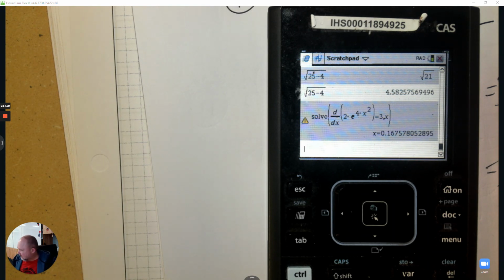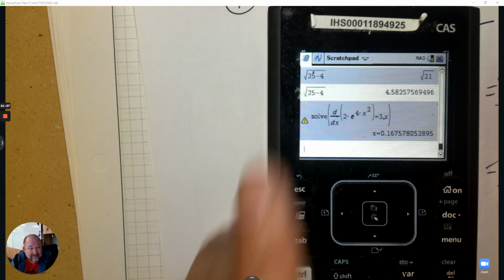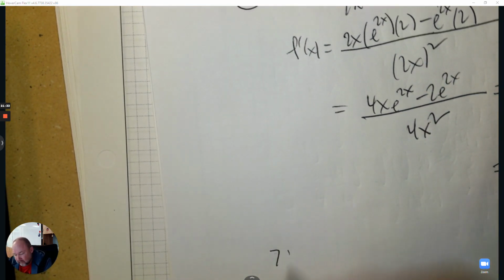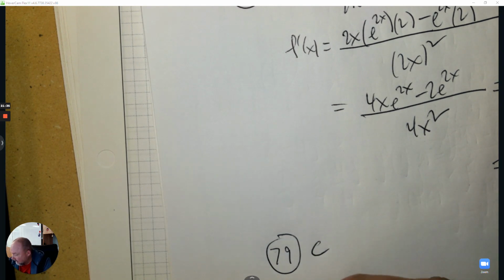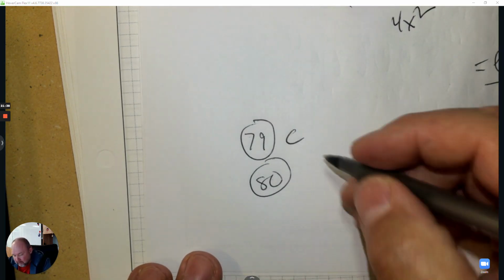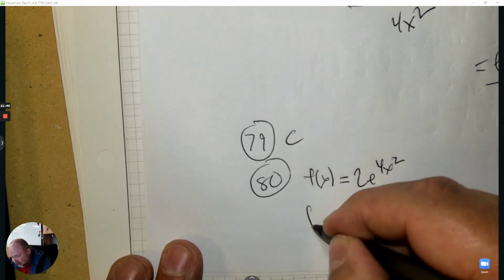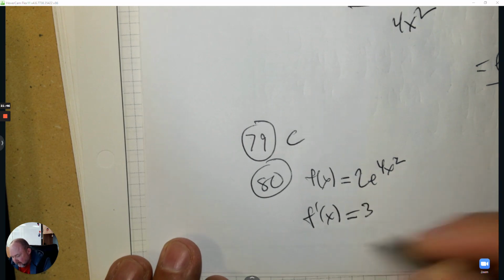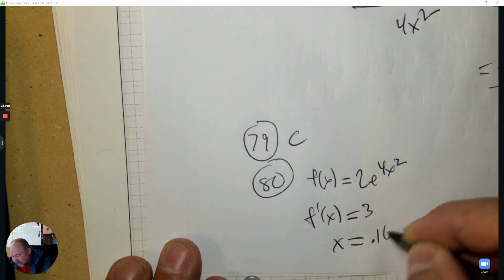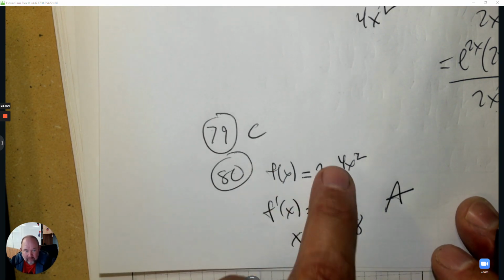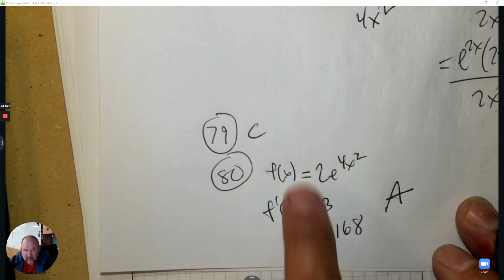Let's see if that's right. Yep. So 0.167, or if you round, 0.168. And you can see the answer is, so this is what I'm going to write down. Sorry, for 79, you should just write down the answer C. But for 80, you should say what you did. So f at x equals 2e to the 4x squared, and you took the derivative at x equal to 3 and found the answer to be 0.168. So the answer is A. So you understood that to take the derivative means slope. So you take the derivative equal to 3, solve the equation, and you have it.